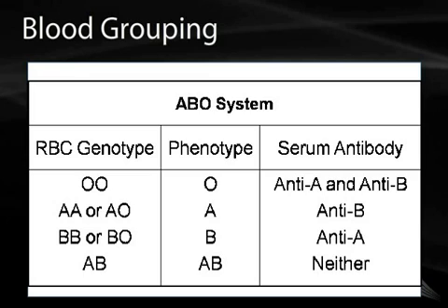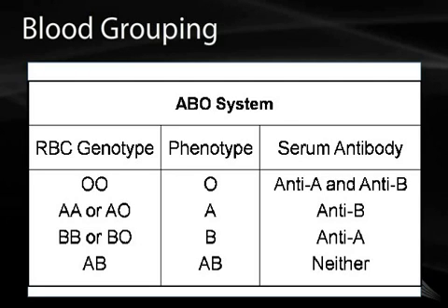Okay? If you're AB, that means you will express both. These are codominantly expressed. So you'll have both A antigen and B antigen on the surface of your red blood cells. If you have both of the antigens on the surface of your red blood cells, then your body would not recognize either of them as foreign. Therefore, it would not make antibodies to either one. That would be counterproductive. So in the serum of people with type AB blood, you will not find anti-A nor anti-B antibodies.